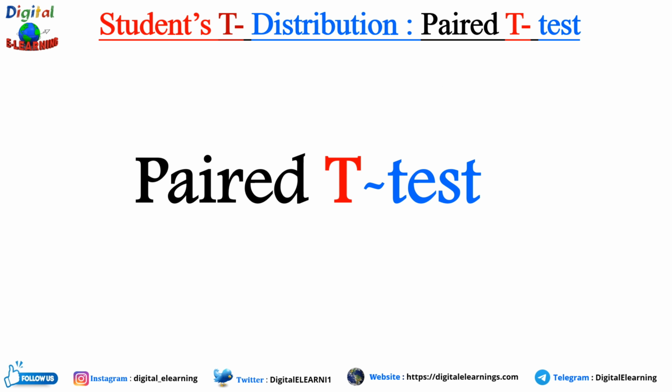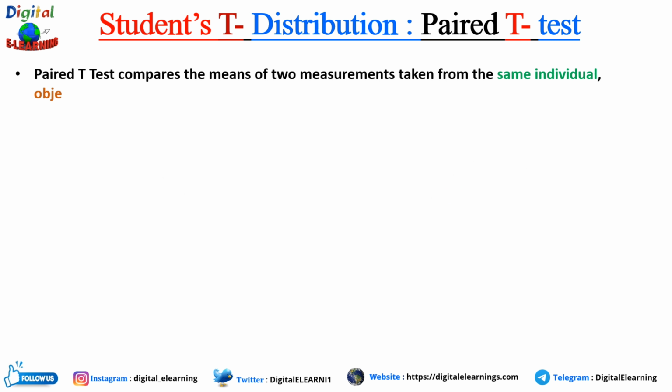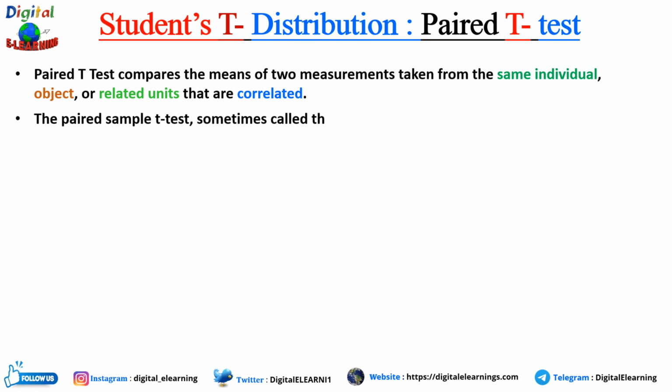These are the conditions under which you use the student t-distribution. Now let us look at the paired t-test. A paired t-test compares the mean of two populations taken from the same individual, object or related units that are correlated. The keywords are taken from the same individuals, objects or units that are correlated. A paired t-test is sometimes called the dependent sample test, where each unit or entity is measured twice, resulting in a pair of observations. Like you measure the same entity two times.